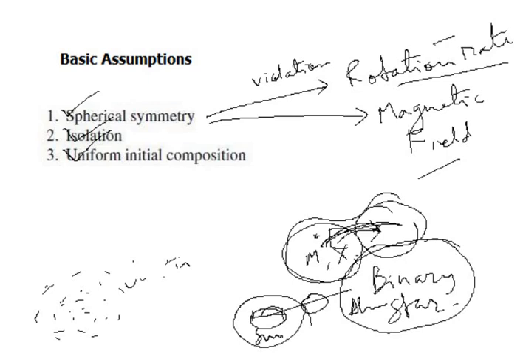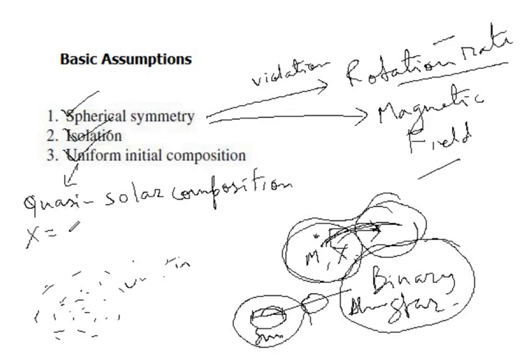Now, in most cases, you will see that we will assume a quasi-solar composition. And what is that? This is capital X equal to 0.70, capital Y equal to 0.28, and capital Z equal to 0.02. Now what is this capital X, capital Y and capital Z?